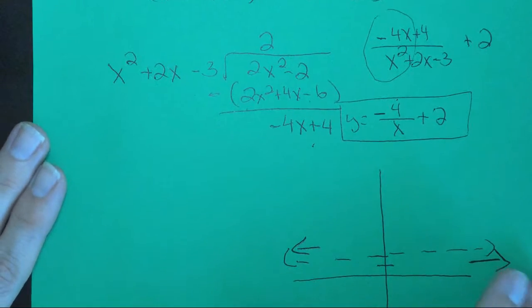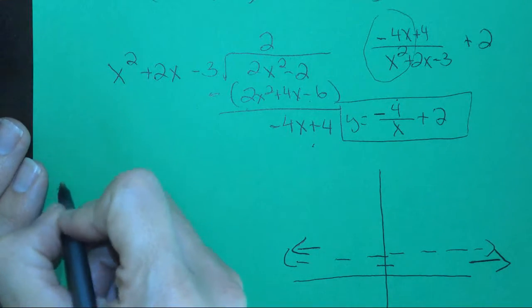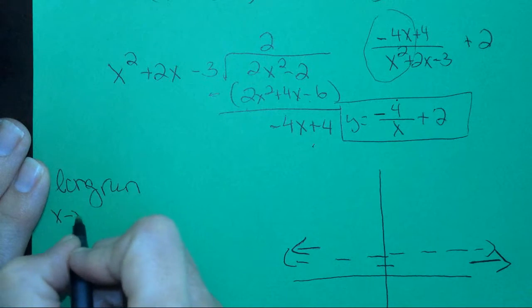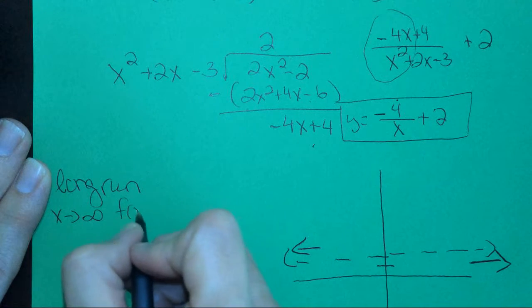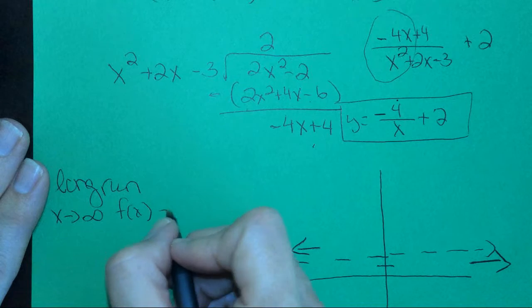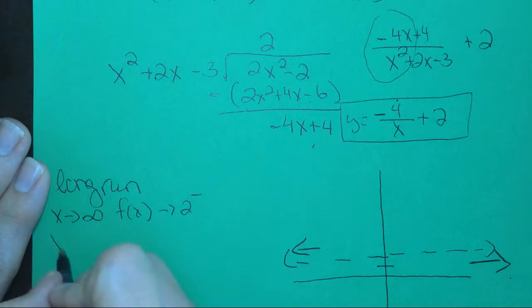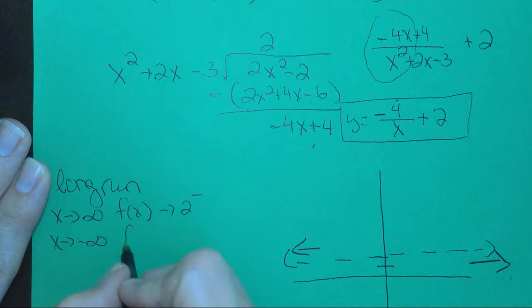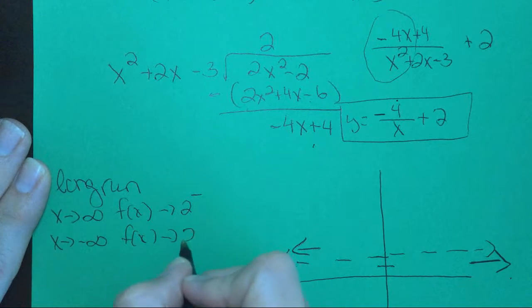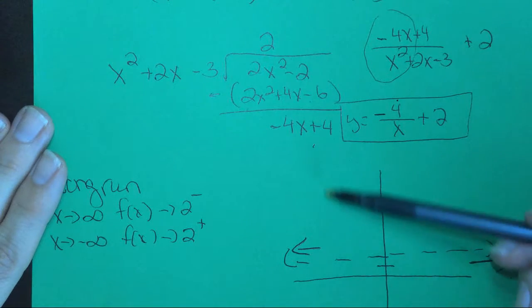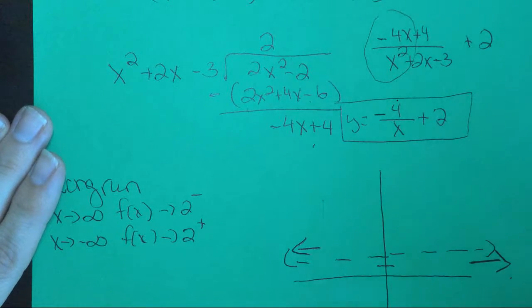So they like us to always write our end behavior statement. So the long run behavior: as x approaches infinity, the function is going to be below positive 2. And as x approaches negative infinity, the function is going to be above positive 2. Okay, so that was what we did the day before. Now we're going to do the new piece. The new piece is going to be to add our vertical asymptotes.